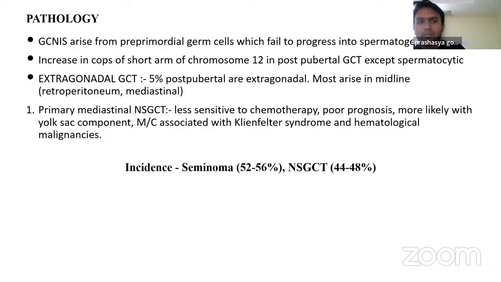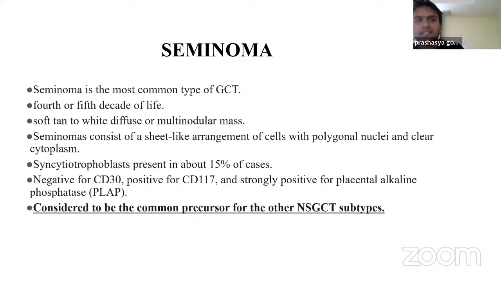Among the germ cell tumors, they can be divided into two categories broadly: seminomas, which have an incidence of 50 to 56%, and non-seminomatous germ cell tumors, which have an incidence of 44 to 48%. Seminoma, which is the most common subtype of germ cell tumors, most commonly occurs between the 4th to 5th decade. It has a soft tan to white diffuse or multinodular mass. On histopathological examination, it consists of a sheet-like arrangement of cells with polygonal nuclei and clear cytoplasm.